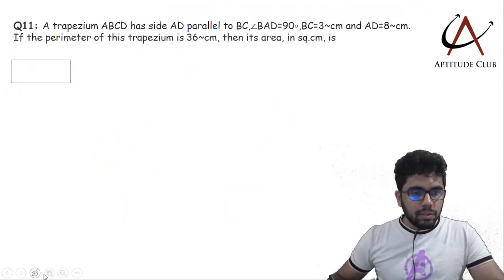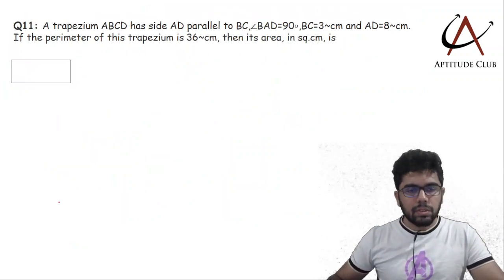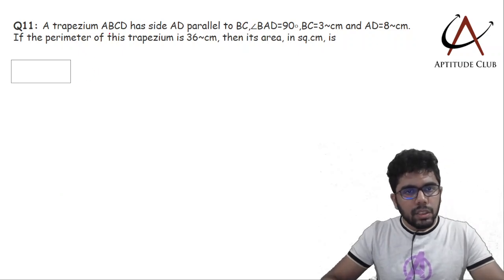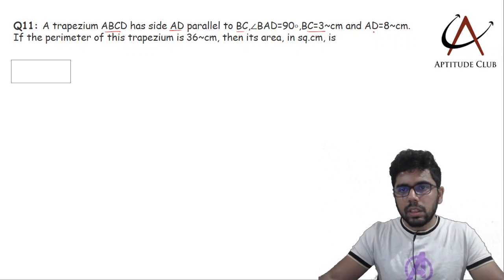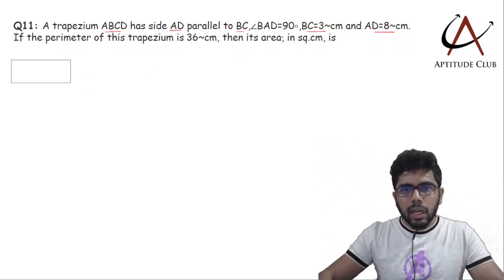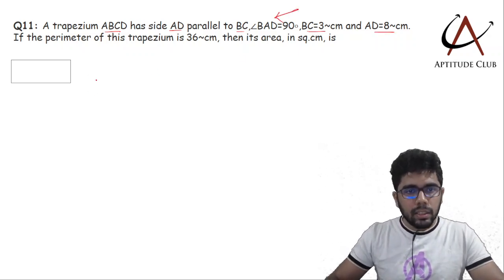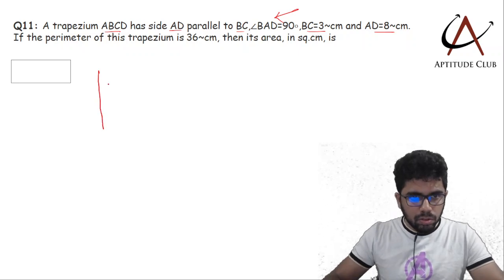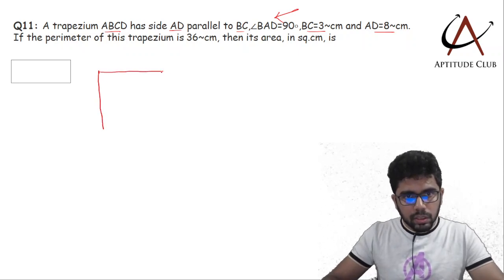Let's take a look at this one. Again, kind of easy this one. It's a trapezoid question. ABCD is a trapezium and AD is parallel to BC. BC is 3 cm, AD is 8 cm. And on top of that, an angle of 90 degrees is given. So the trapezium will look something like this.